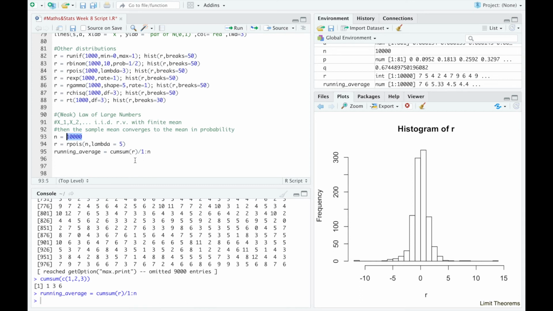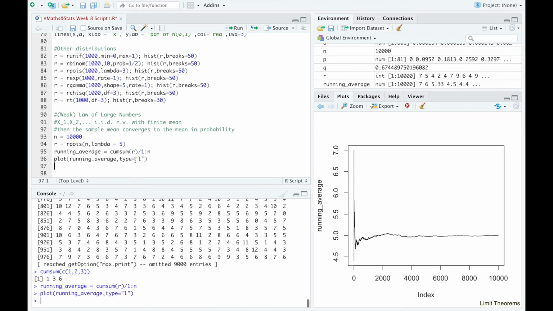Okay, how to display this? We plot the running average. As before, we want to display a line. So this is the running average. You can see that the sample mean at the beginning fluctuates quite a bit, but in the end, if we look at the sample mean of the first 5,000 samples, it has stabilized quite a bit.